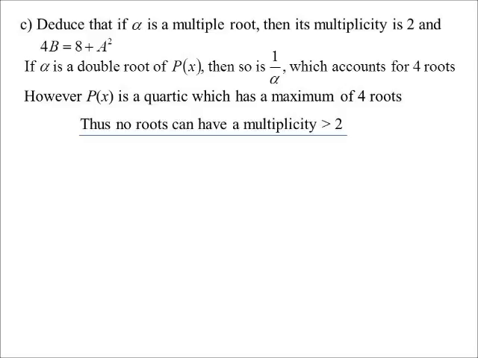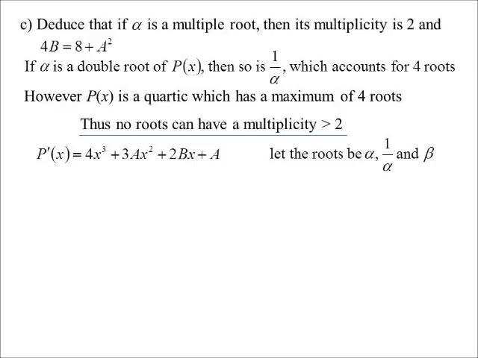The more interesting bit: if I now know it's a double root, it must also be a solution of the derivative. So the derivative of our particular expression, 4x cubed plus 3a x squared plus 2bx plus a, we know it's a solution to that. The roots of this expression, it's cubic, it will have 3. Alpha will be a solution because it's a double root. 1 on alpha will be a solution because it's a double root. There is a third solution that I don't know what it is. I'll just call it beta. So the 3 roots: alpha, 1 on alpha, and some other one, beta.